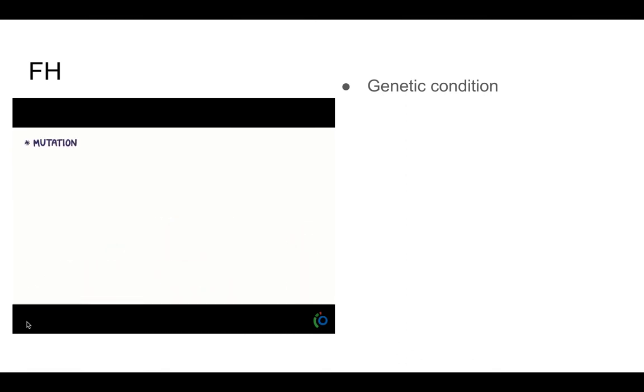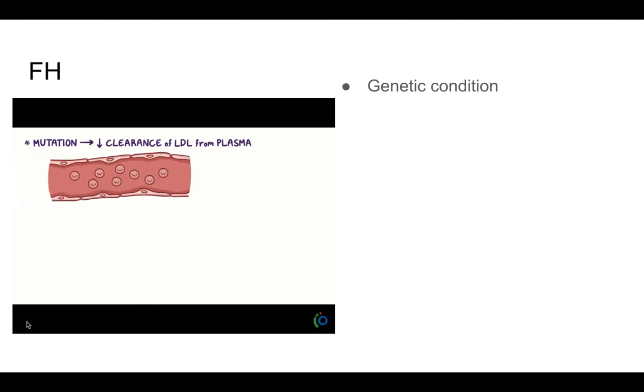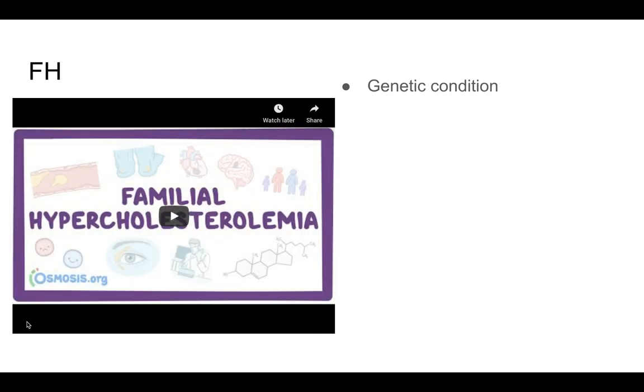Now, all these mutations have one thing in common. That is, they decrease the clearance of LDL from the plasma, which results in accumulation of LDL cholesterol in the circulation. These excess cholesterols are then engulfed by the macrophages and vascular walls, resulting in premature atherosclerosis.